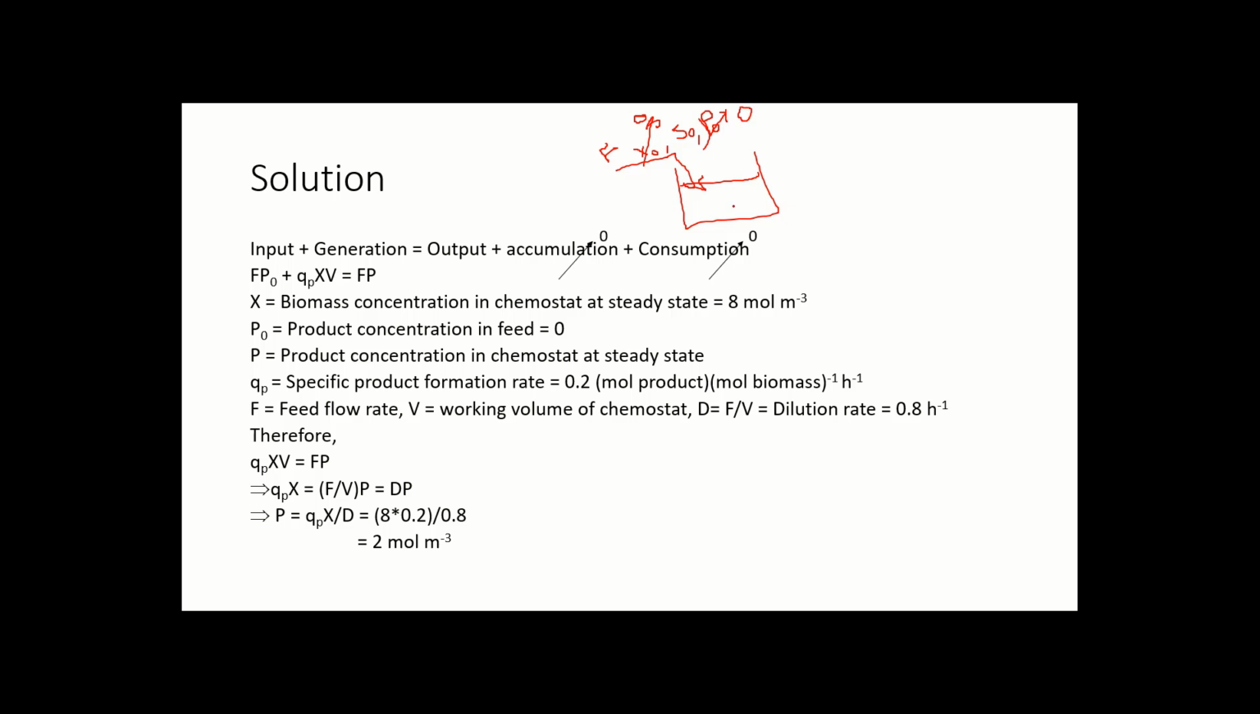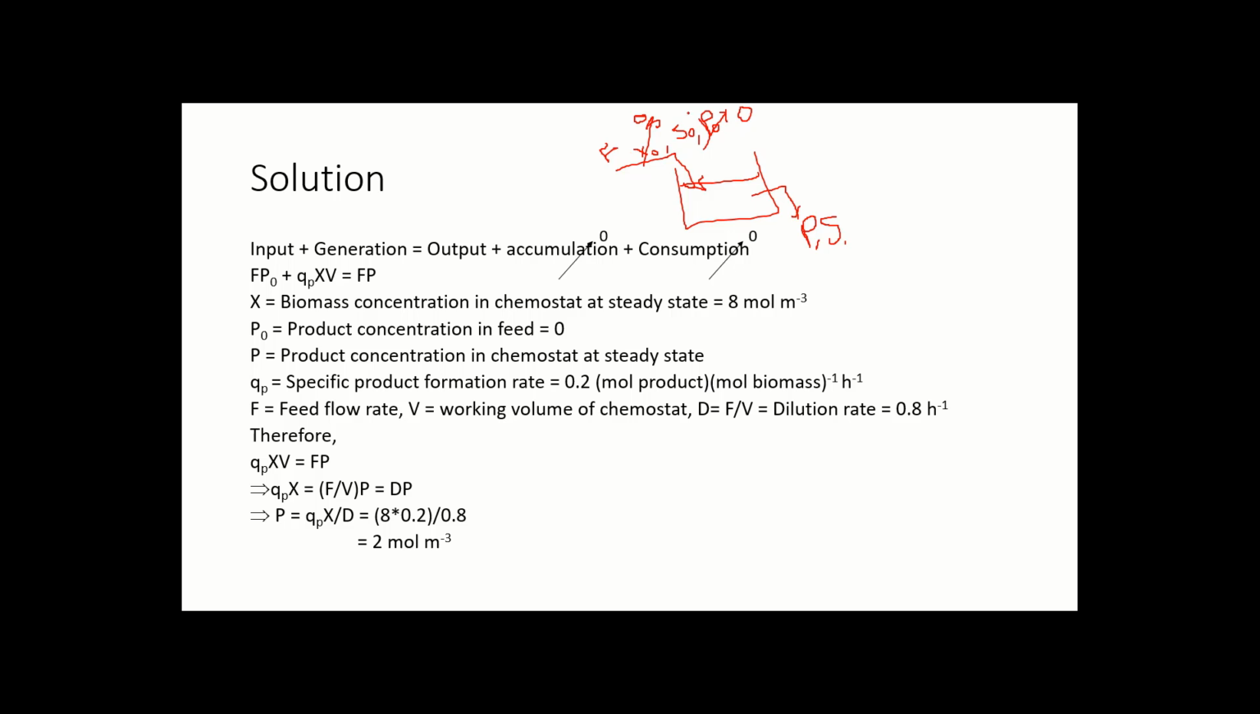Generally in the feed of the chemostat there is no product, so P naught will also equal 0. And now there will be an output. In the output you will have product and substrate, right? So if we do the product balance in the chemostat, then input plus generation equals output plus accumulation plus consumption. In the input we can write F P naught, generation we can write Qp x V, in output we write F P. But at the steady state accumulation will be 0, right? And in the chemostat there is no consumption of the product.